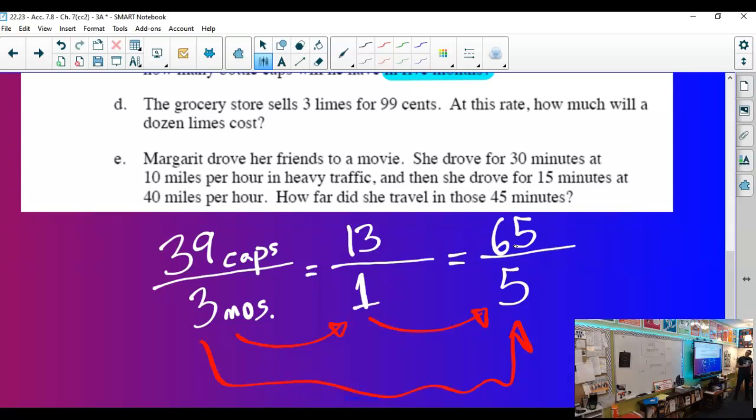Absolutely. 3 limes for 99 cents. How many is in a dozen? 12. Do 3 and 12 work well together? Yeah. So, if they work well together, don't make your life harder than it needs to be. But if they don't work well together, make it easier before you try to solve it.